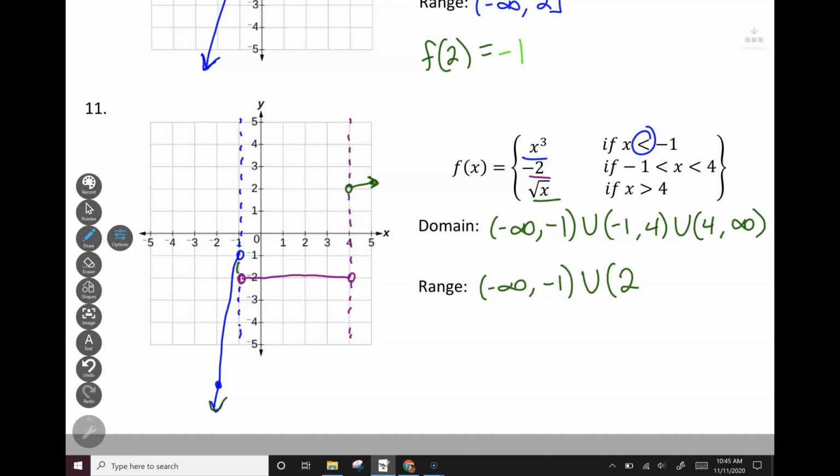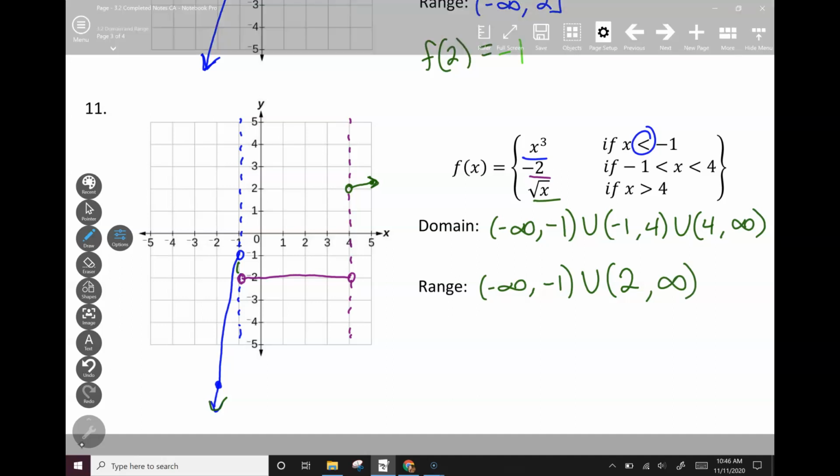Since those are both open circles, I did use parentheses. And then you see the arrow on the green one. It is going to go up slowly, but it will go up to +infinity. Okay, a little practice with domain and range there.